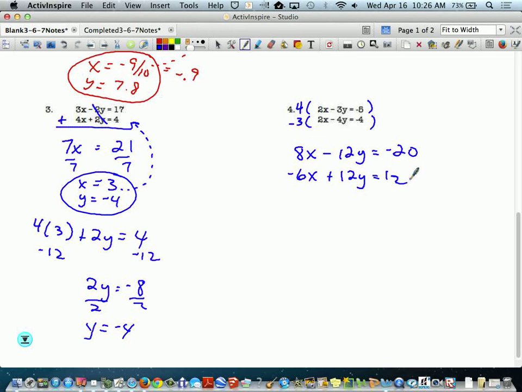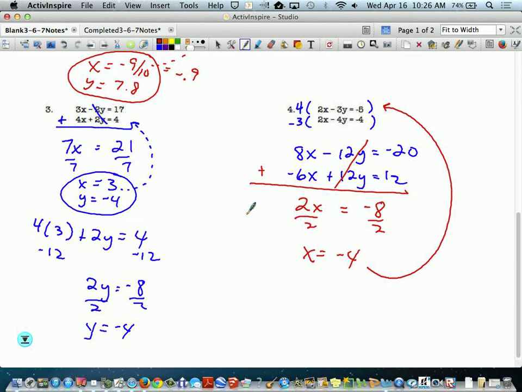So when you go to, I guess, what I call squish them together, like if you go to add them together, those will eliminate themselves. And what's 8x minus 6x? 2x. Negative 20 plus 12. Negative 8. Divide by 2. And I get x is negative 4.